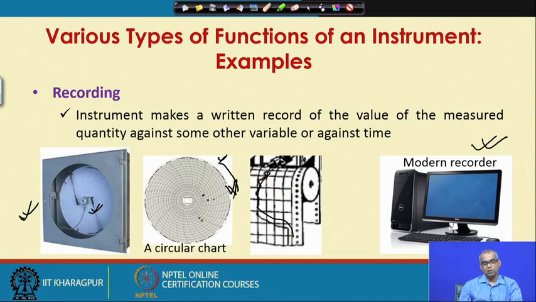So, I can adjust the rotational speed of the circular chart so that in 8 hours it completes one rotation. Normally in industry 8 hours is a shift. After 8 hours, when the next shift in-charge comes, he can look at the circular chart and get to know what happened to the pressure of that particular process for the last 8 hours. So, this way we can have a written record of the process variable being measured. This type of function is known as a recording function.